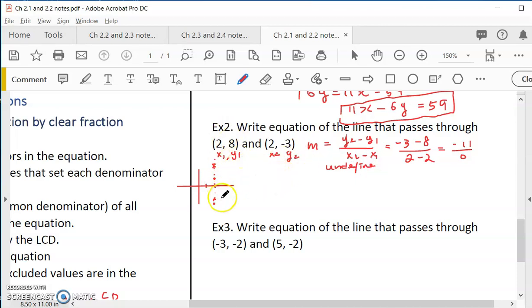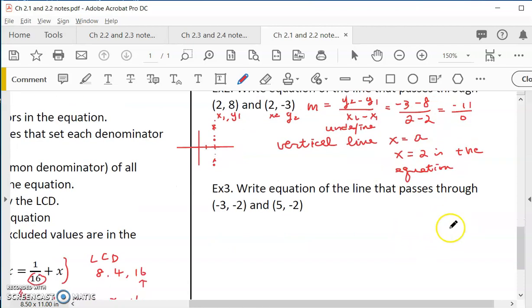Undefined slope is a vertical line, because a vertical line changes forever. They don't run left or right at all. So you know that it is a vertical line. A vertical line has the form x equal to a number, x equal to a. In our case, you can see that our x is always 2. So you would say x equal to 2 is the equation. It should have 2 in all of the points.